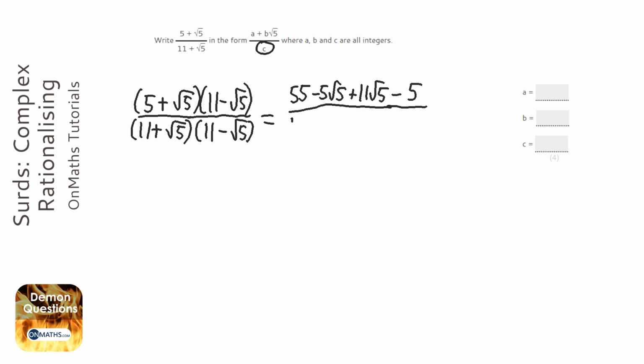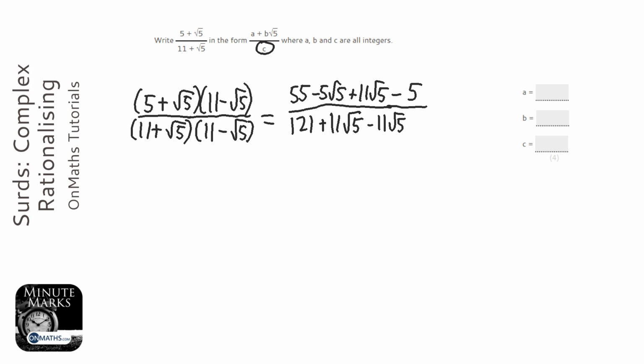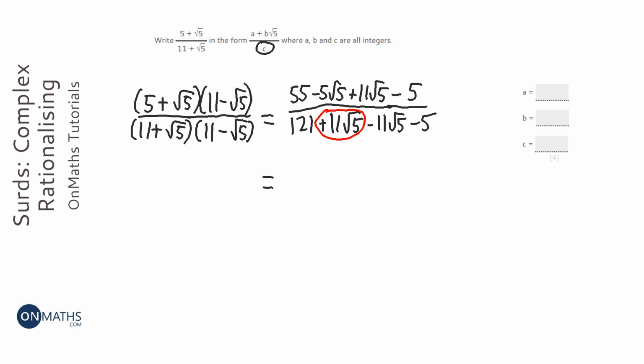So 11 times 11 is 121. We've got root 5 times 11, which is plus 11 root 5. Then we've got minus root 5 times 11, which is minus 11 root 5. And then we've got positive root 5 times negative root 5, which is minus 5. Now you might see what happens at the bottom. The whole purpose for doing this is you end up with the surds cancelling each other out.